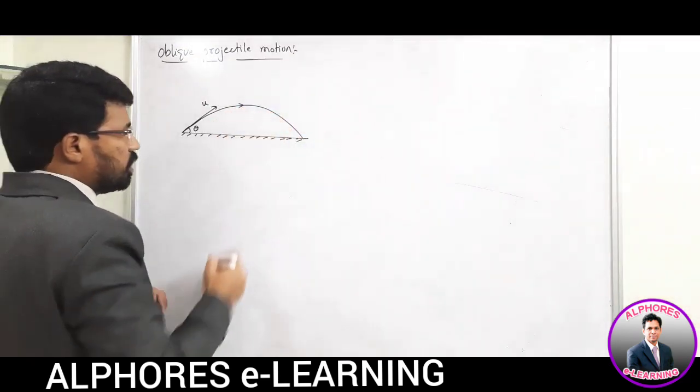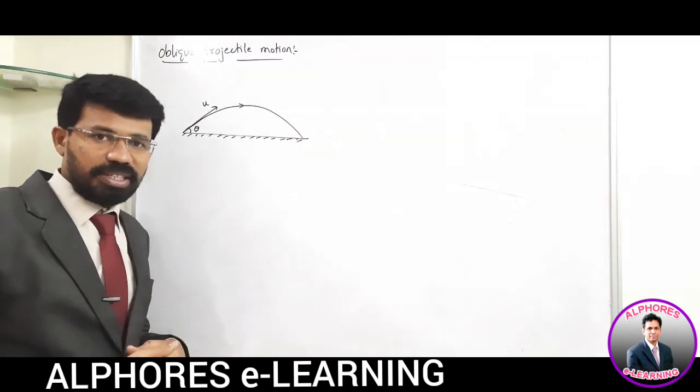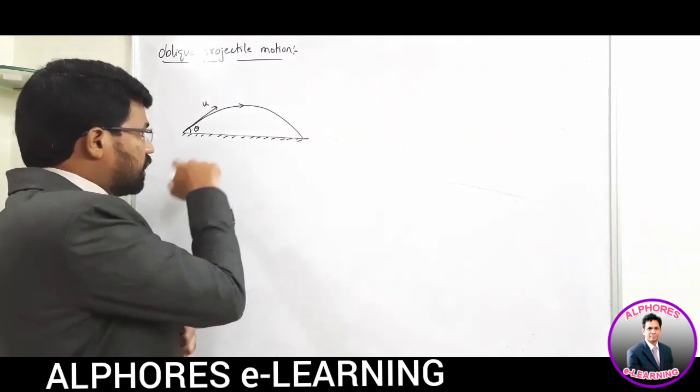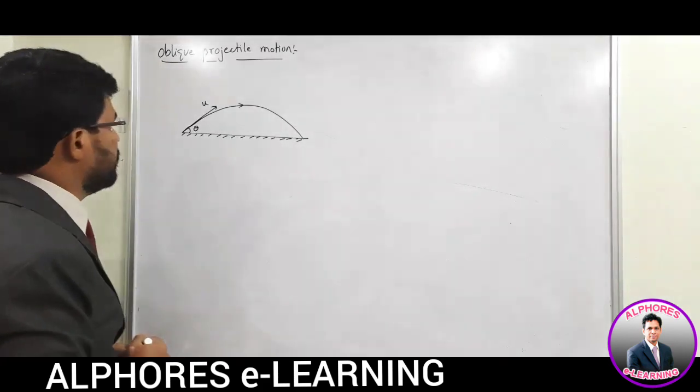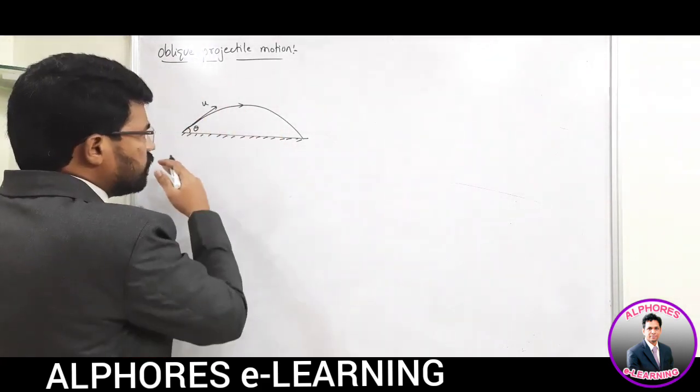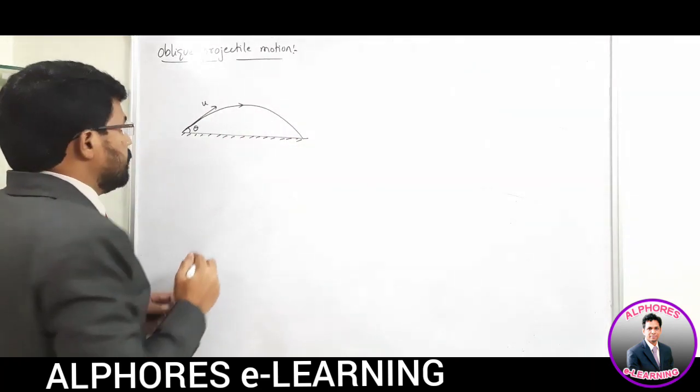And obviously this is a parabolic path. Of course, we will be proving that. We will derive an equation that indicates that the trajectory followed by the oblique projectile is a parabolic path. So this is the trajectory it follows. Eventually it has to fall somewhere. It has to strike the ground, isn't it?